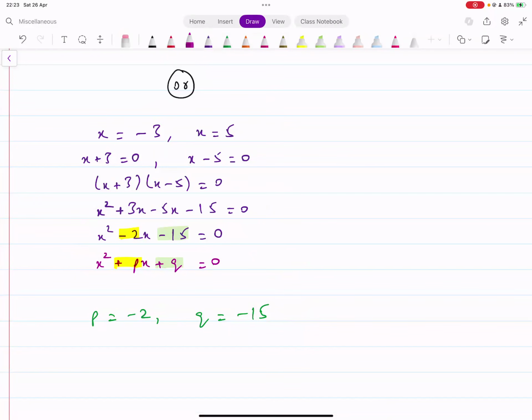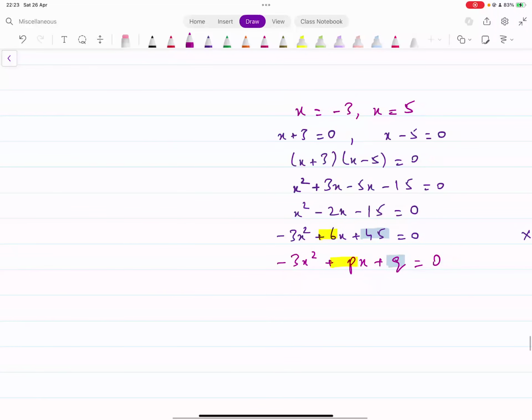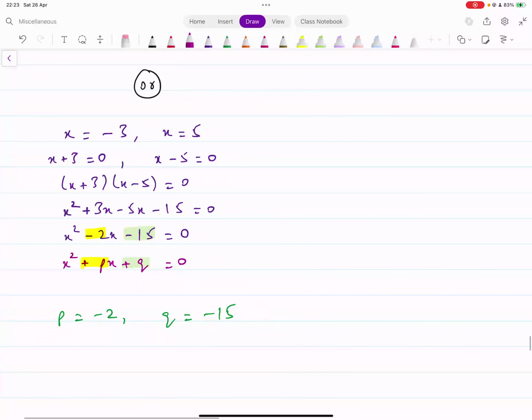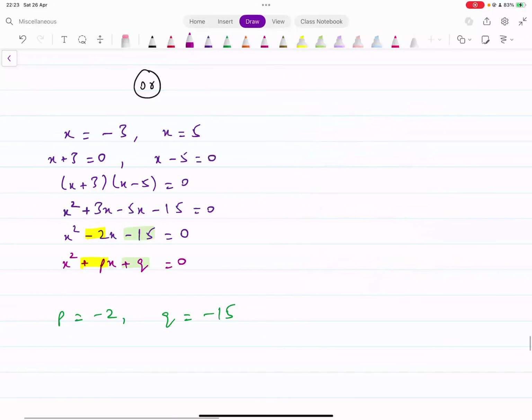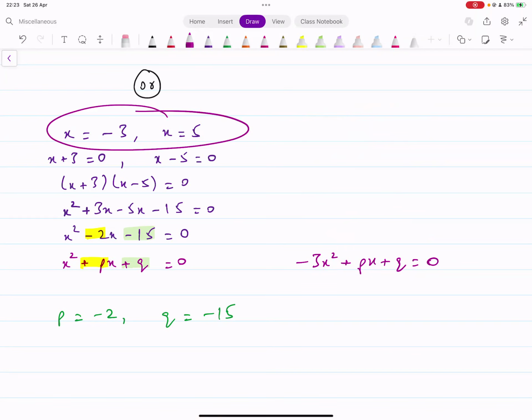For example, in this case, if they had said that the original function is of this form, it's not x squared plus px plus q, it's actually -3x squared plus px plus q equal to 0. And the solutions are the same. What happens in that case? How do you find the values of p and q in that case?